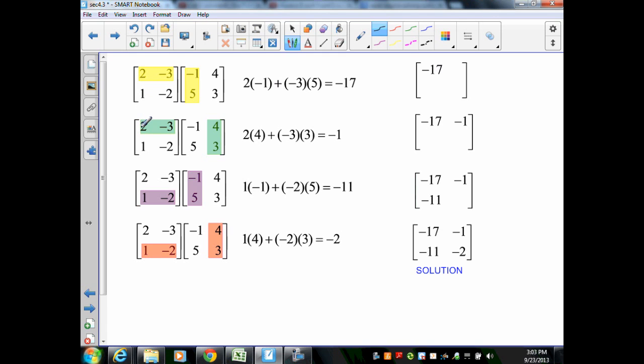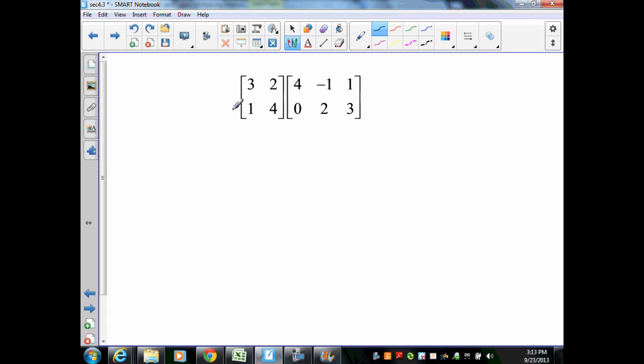And then I want to do the same thing to get the second column. So I take my same row and multiply it times the second column. And that's going to give me 2 times 4 plus negative 3 times 3, which is a negative 1. And that gives me this element. Then I take my second row times the first column, and that becomes negative 11. And then again, my second row times my second column, which gives me a negative 2. And that is the solution.